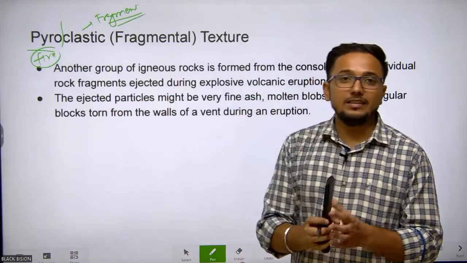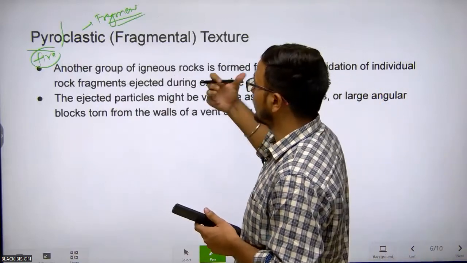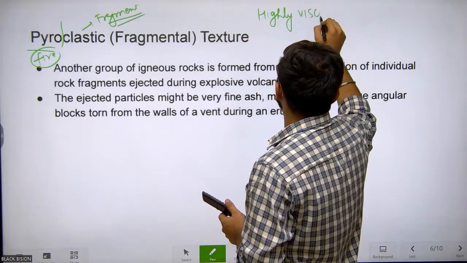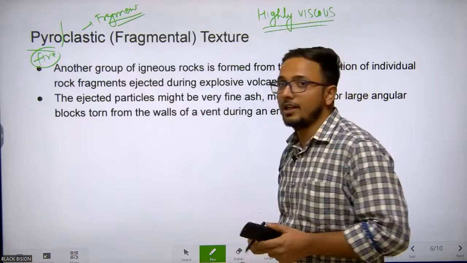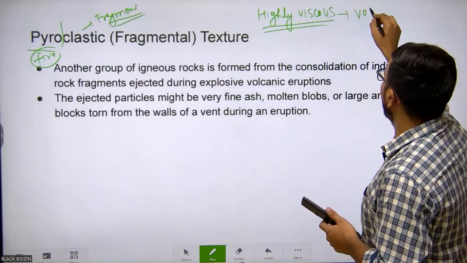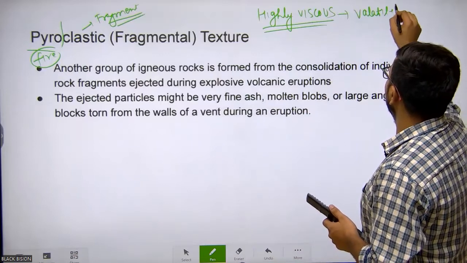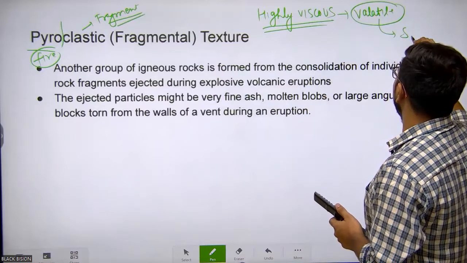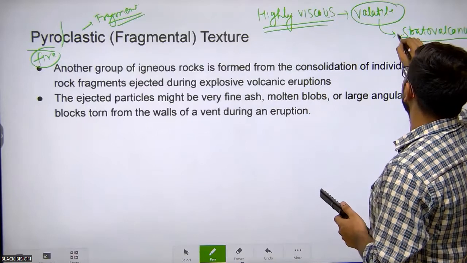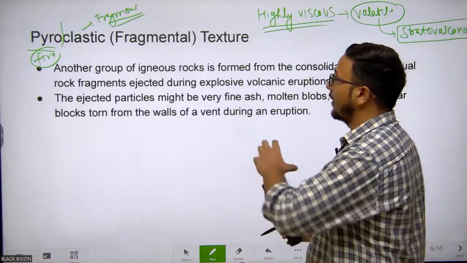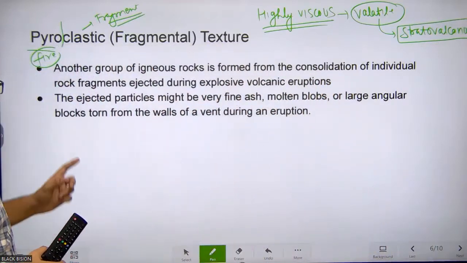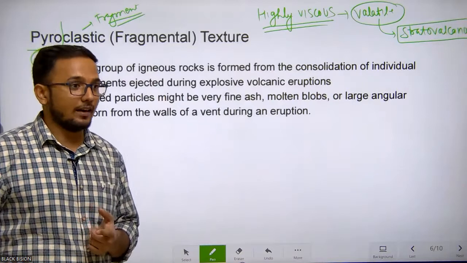When magma is highly viscous, what type of eruption will take place? There will be a highly volatile eruption, and that forms a stratovolcano. This type of eruption is very dangerous, and one took place at Pompeii in 78 AD.